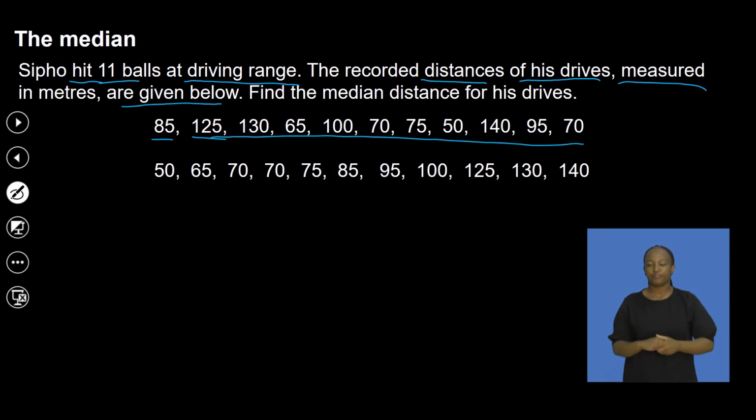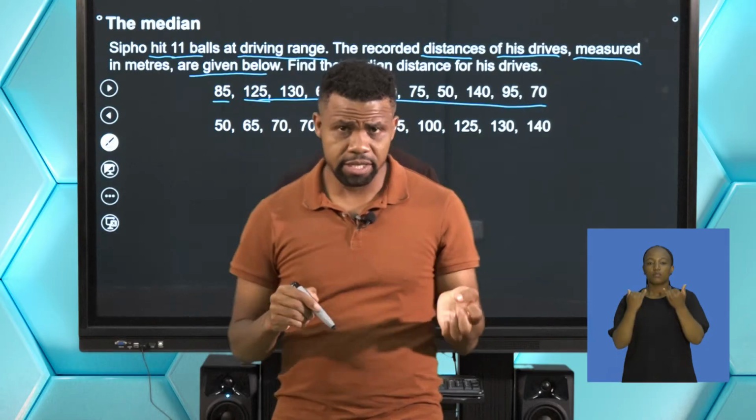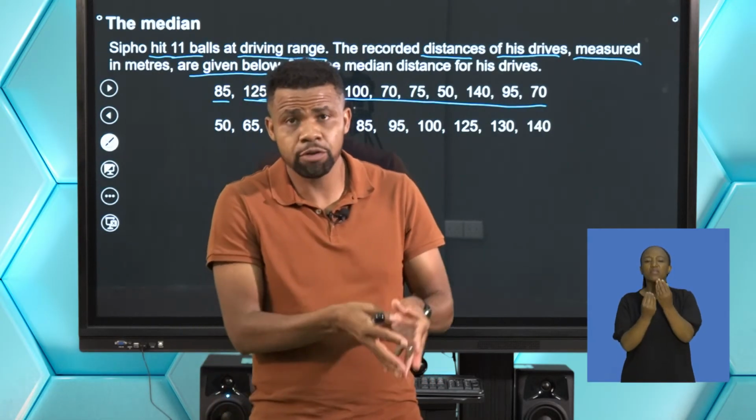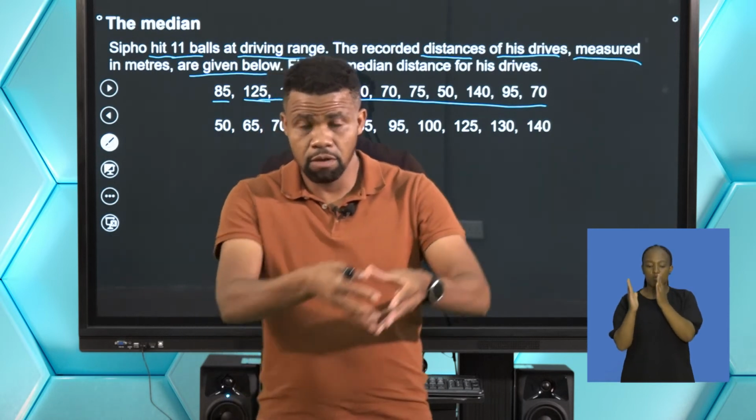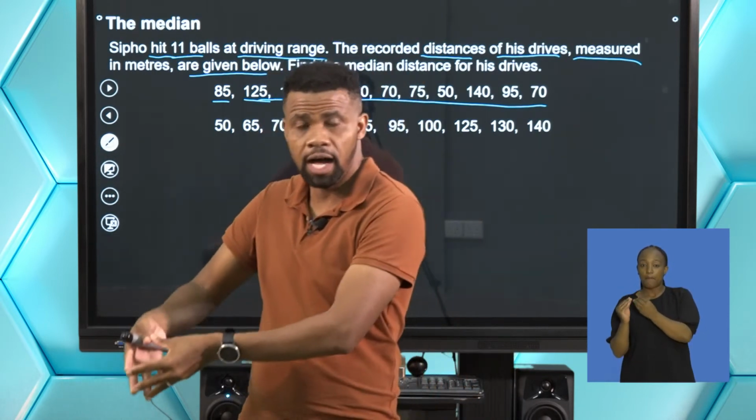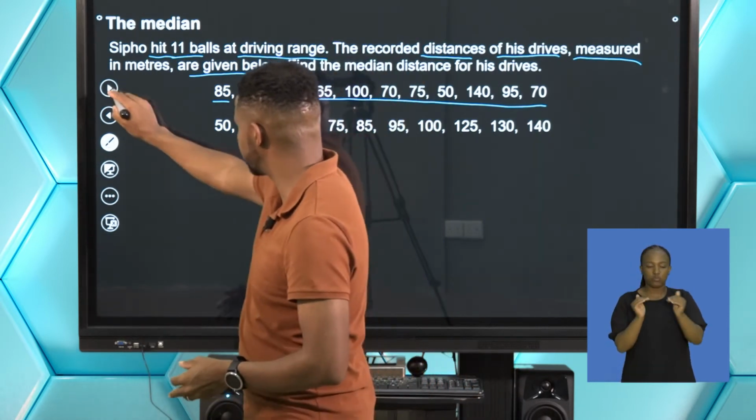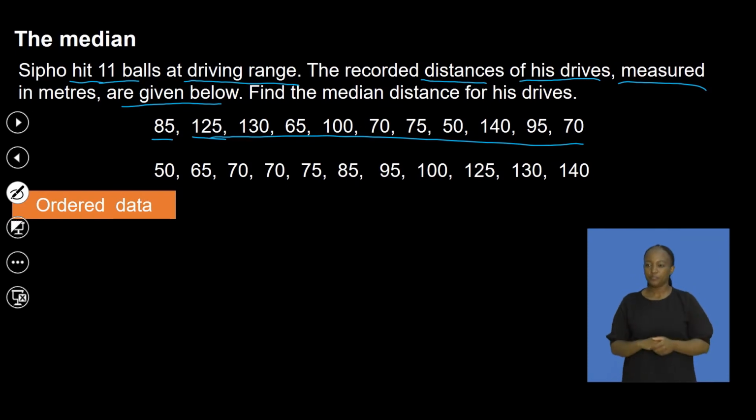Okay. Now, we want to calculate the median. We have to order our data from the smallest to the highest. Let's order that. We order data from the smallest to the highest.